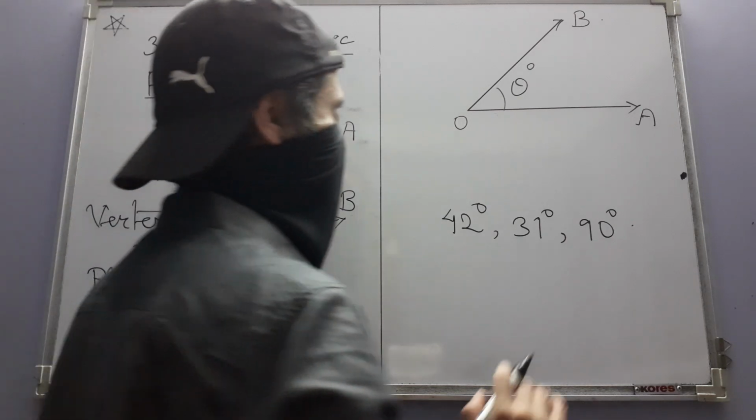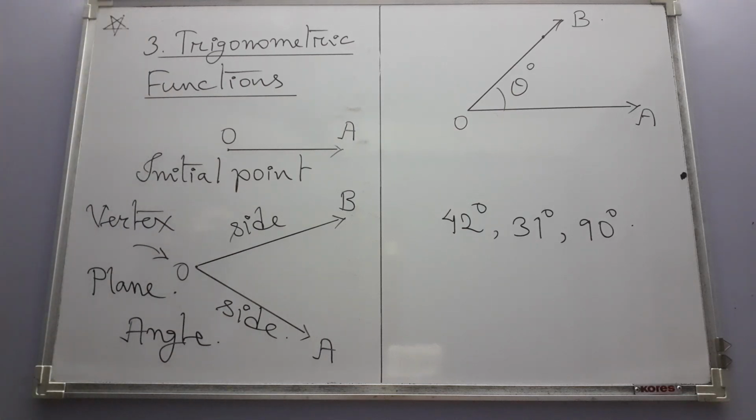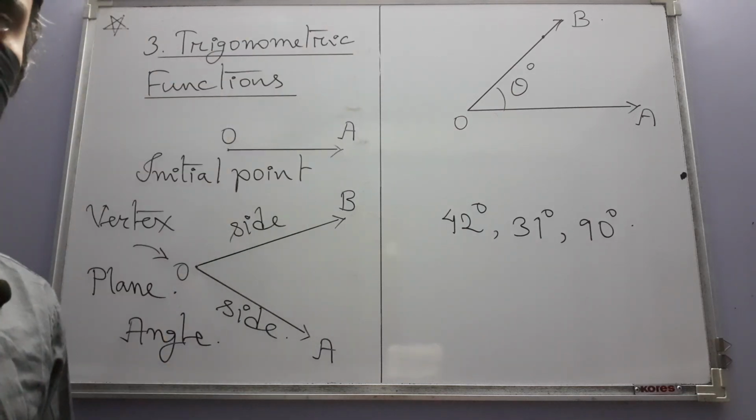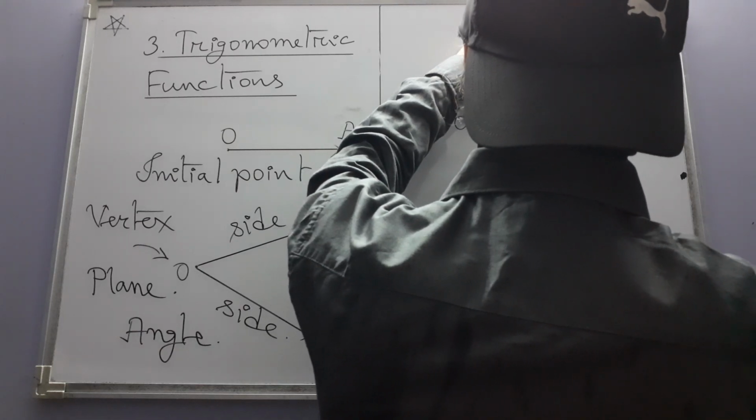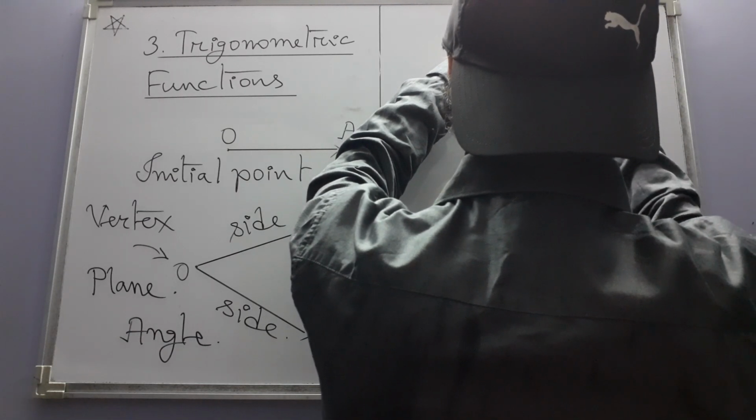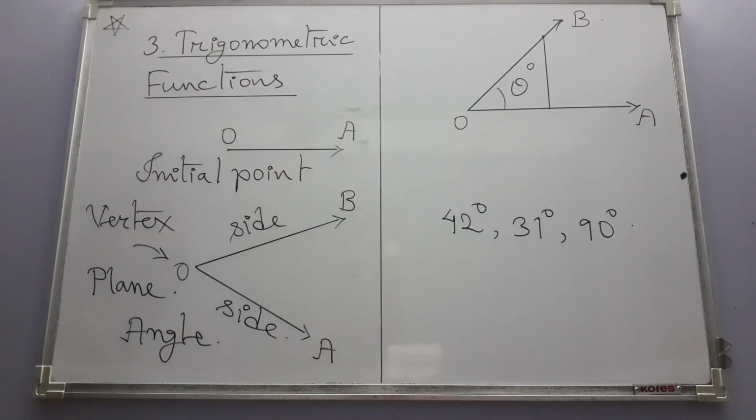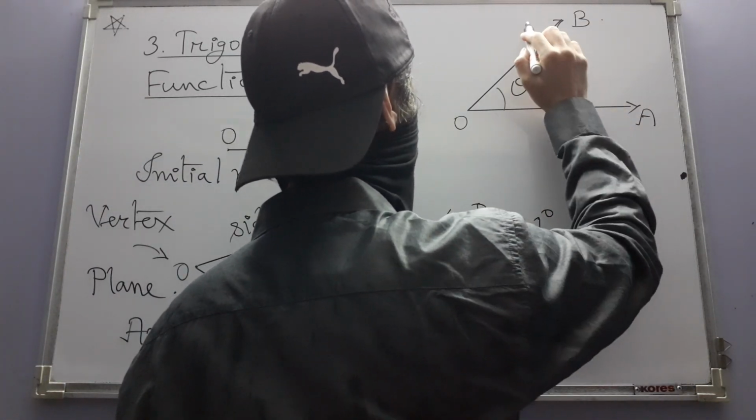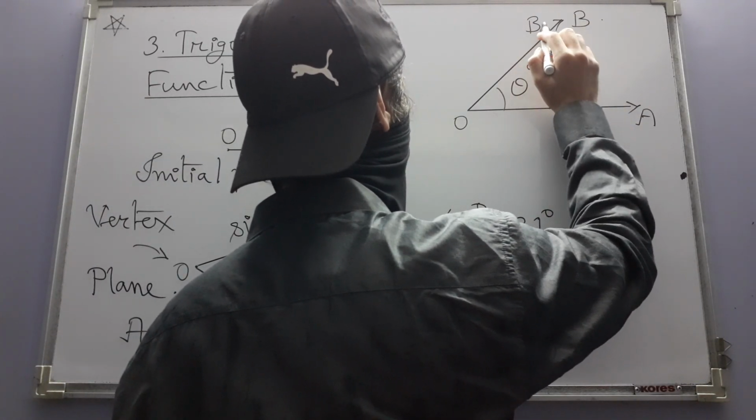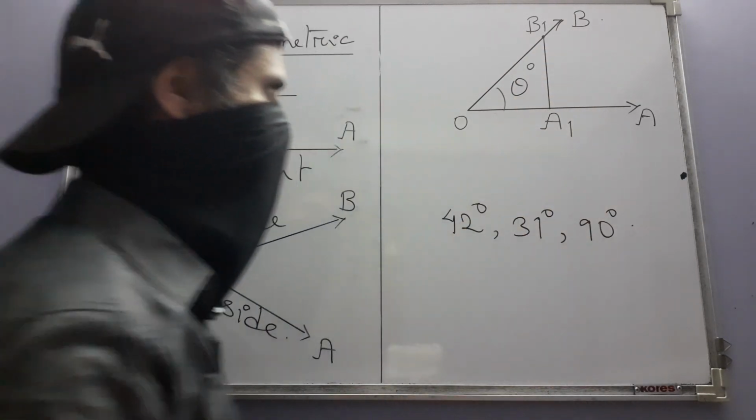Alright, now what we do, we take any point on the OB side and we draw a perpendicular from that point on the OA side. Okay, and let's give these points some names also. So let me call this B1, and the foot of this perpendicular, let me call it A1.